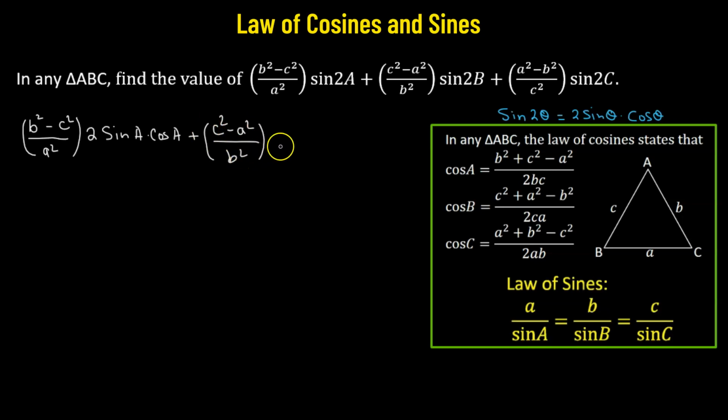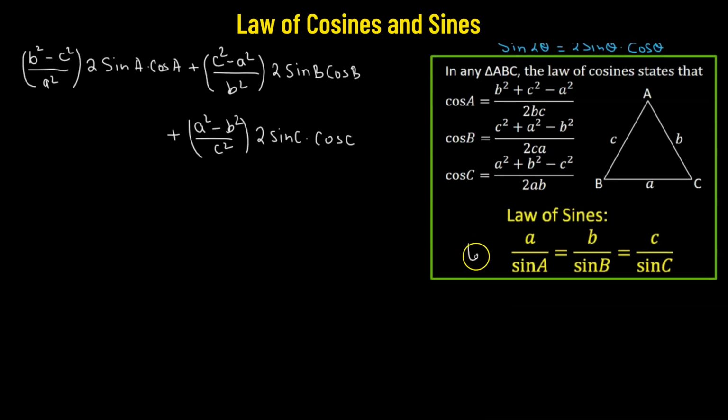This is multiplied by sine 2B, so that's 2 times sine B multiplied by cosine B. And in the third term, we have (a squared minus b squared) over c squared multiplied by sine 2C. So sine 2C is going to give us 2 times sine C times cosine C. Okay, so we'll apply the law of sines here. For that, let these three ratios be equal to a constant lambda. Then sine A will be equal to a over lambda, sine B will be equal to b over lambda, and sine C will be equal to c over lambda.